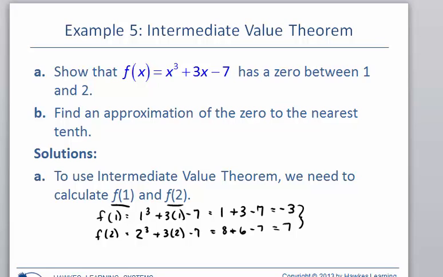Okay, so we could say since f of 1 and f of 2 have different signs, we have to have a 0 between 1 and 2.